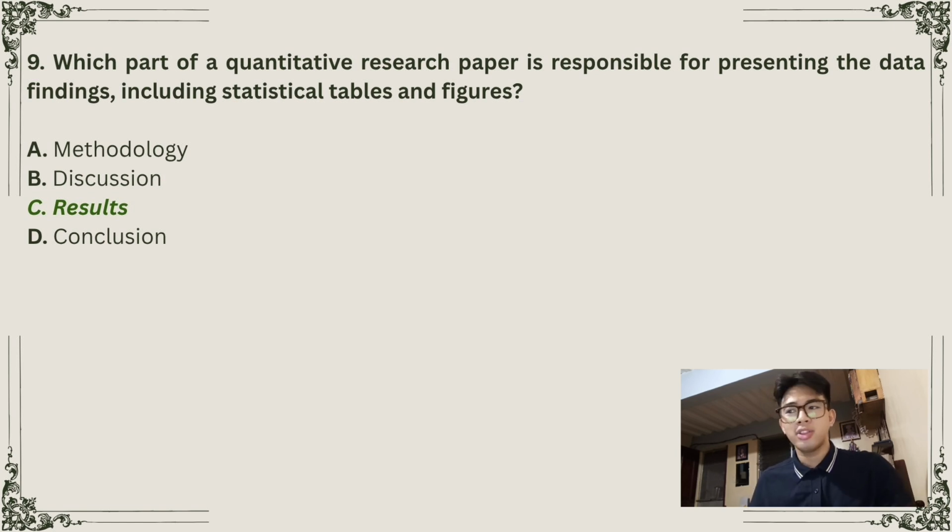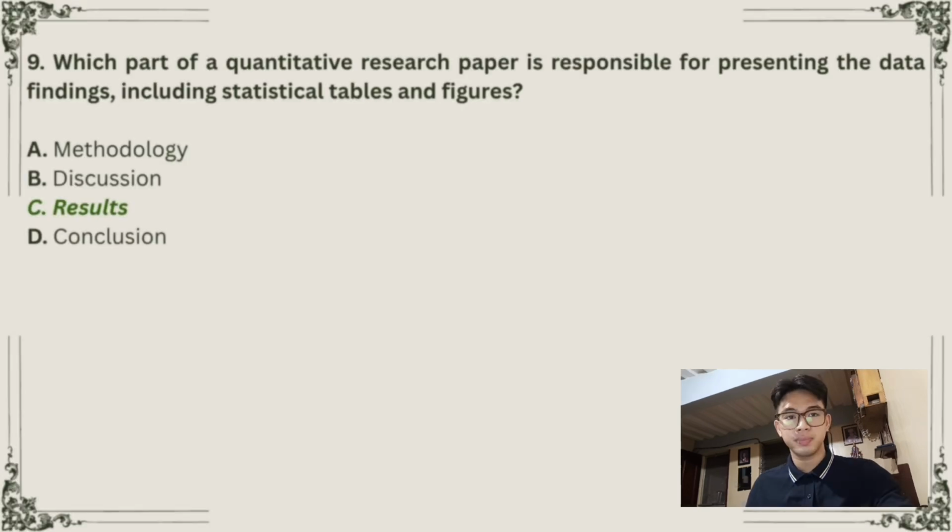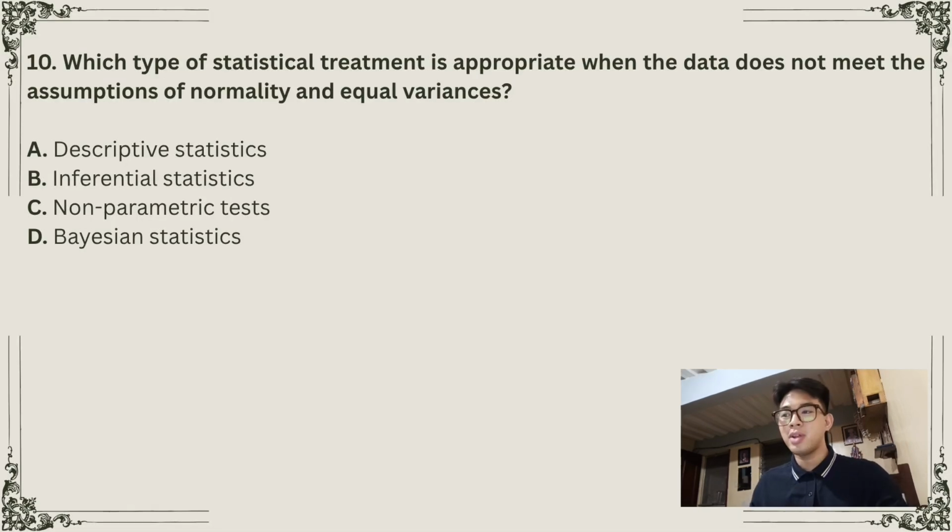On the other hand, methodology explains how. It answers the question of how the research was done: the designs, the tools, the data collection, not the actual findings. We have here also discussion. Now, in discussion, this is where we interpret the results, explaining their meaning and linking them to the research question and literature. And letter D, conclusion, of course, summarizes the findings and suggests implications for future research, not the place for detailed data.